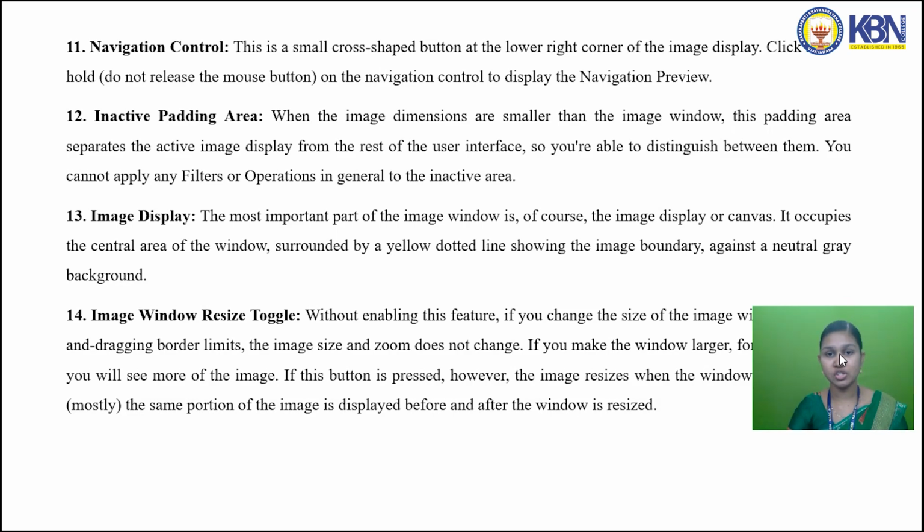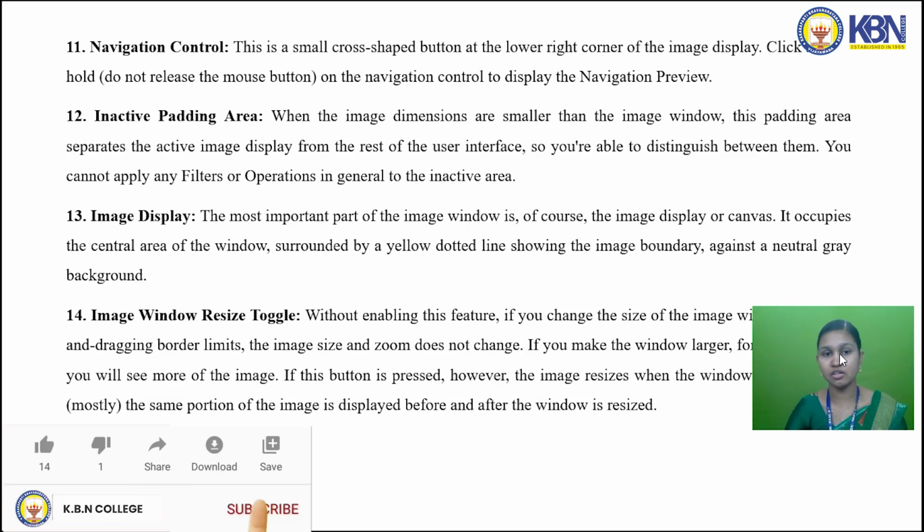Now image display. In this document, where you display the image, the central area of the window is surrounded by the default yellow color, and it is represented by a dotted line. Previously I told you the image is made of dots, lines and curves. Without dots, lines and curves, an image cannot be represented in any software.